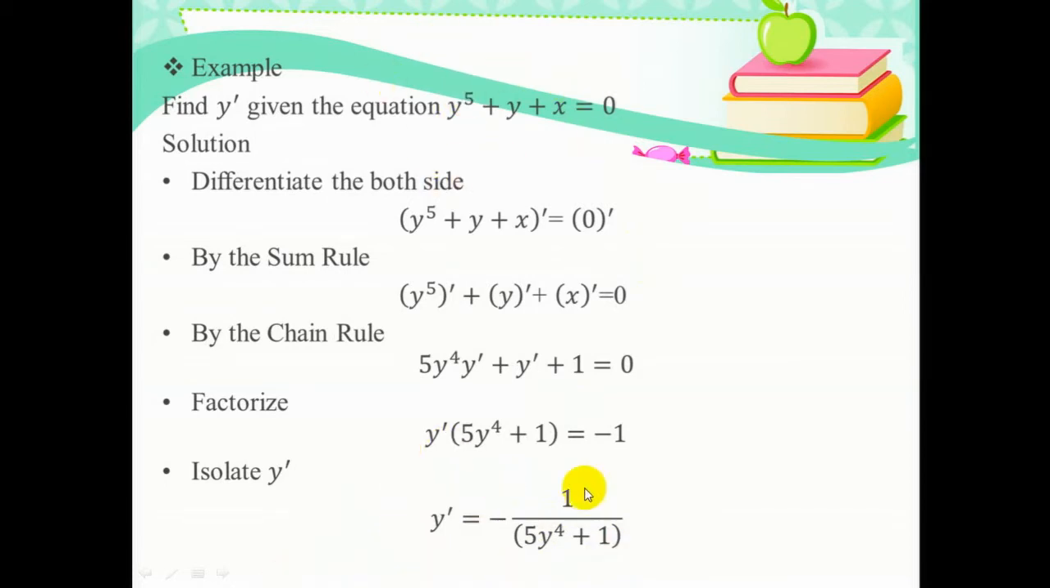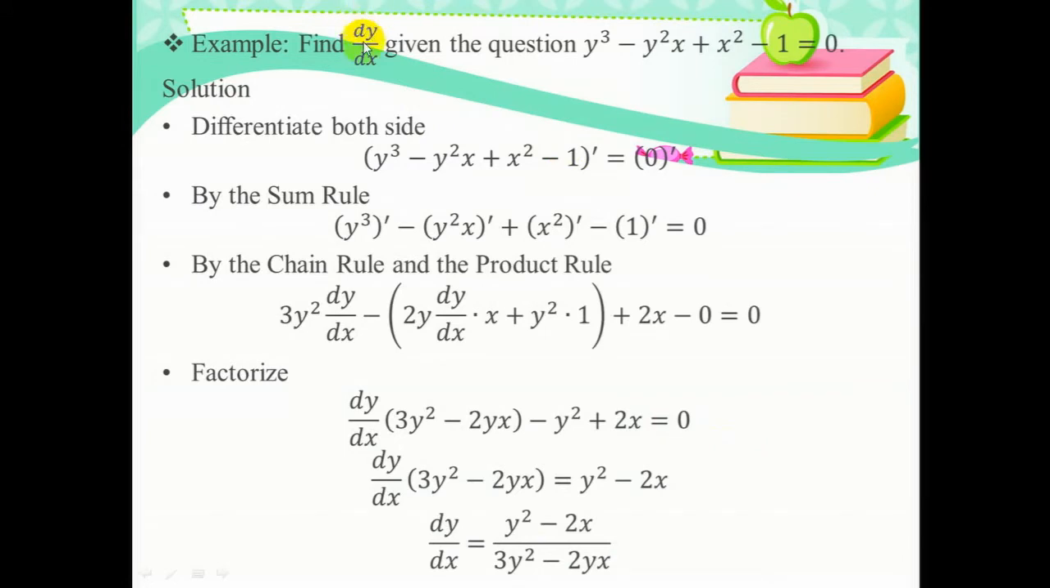You need to remember that sometimes you need to isolate y prime, and sometimes you need to isolate dy over dx. Example: find dy over dx given the equation y^3 minus y^2 x plus x^2 minus 1 equals 0.